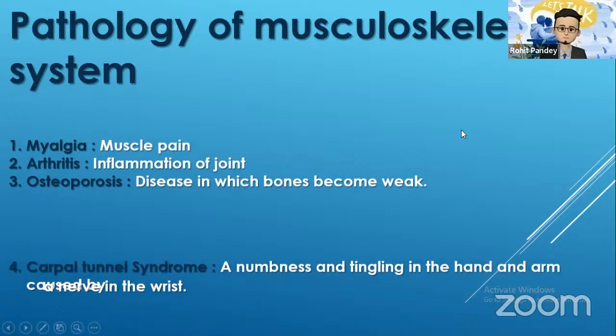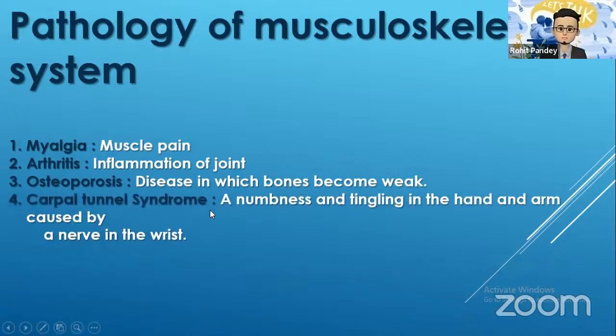Carpal tunnel syndrome, a numbness and tingling in the hand and arm caused by a nerve in the wrist. That is called carpal tunnel syndrome. It happens because the nerve in the wrist gets damaged, or maybe it is stuck between the bones. That numbness and tingling in the hand and arm is caused by nerves in the wrist.